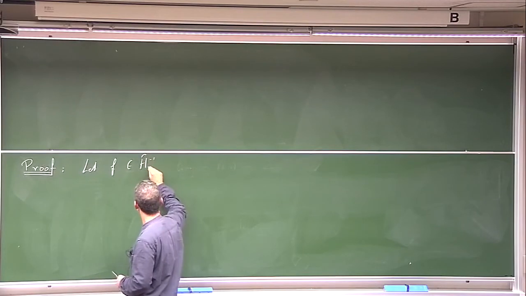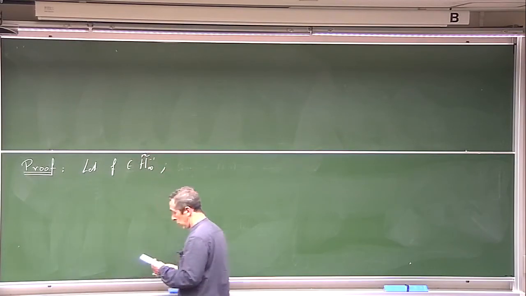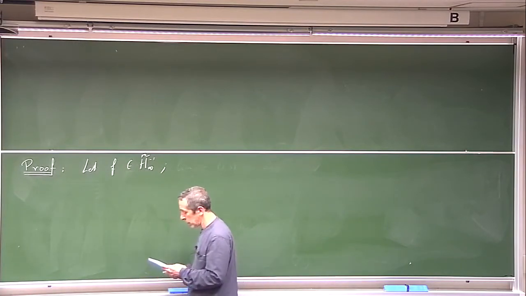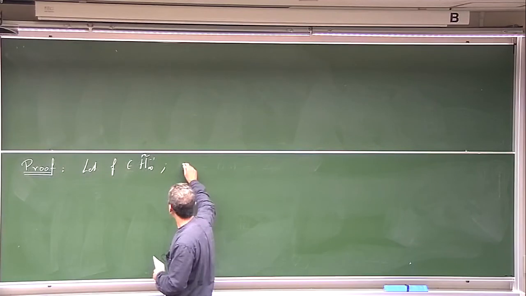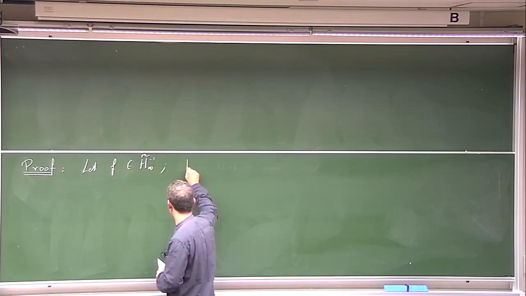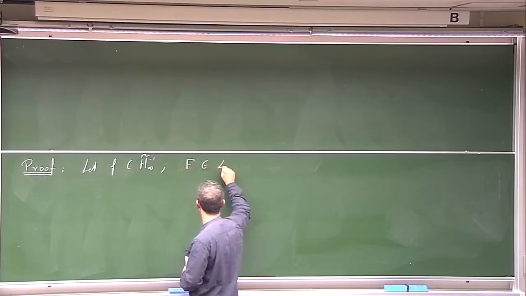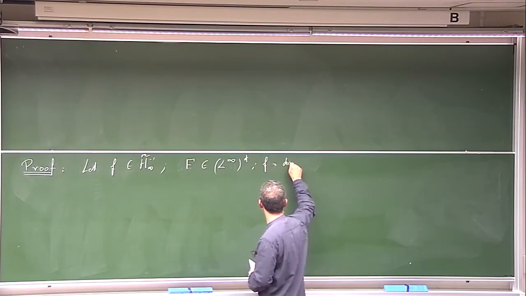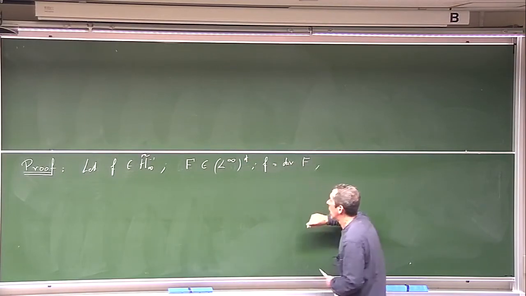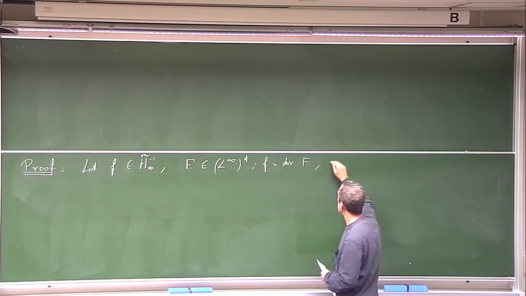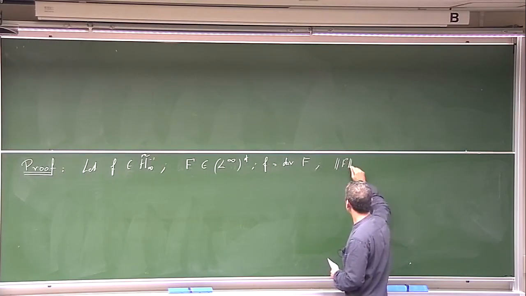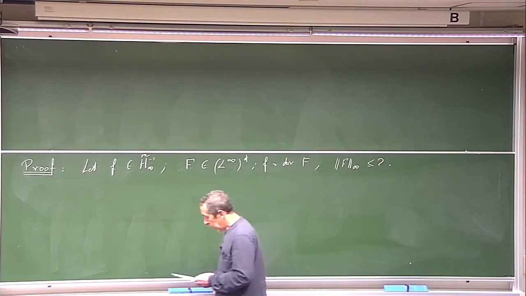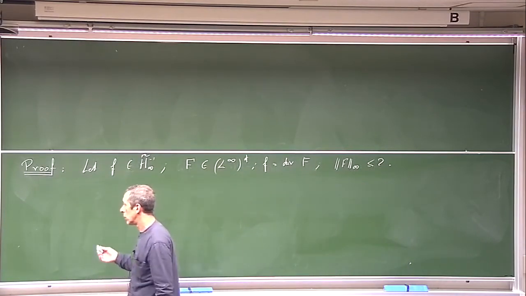H minus 1 tilde infinity. Well, at that point, the tilde is not very important. Never mind. And we know then there is a big F in L infinity such that small f is the divergence of the big F. And I will assume, without loss of generality, that the L infinity norm of F is bounded by some constant 2.